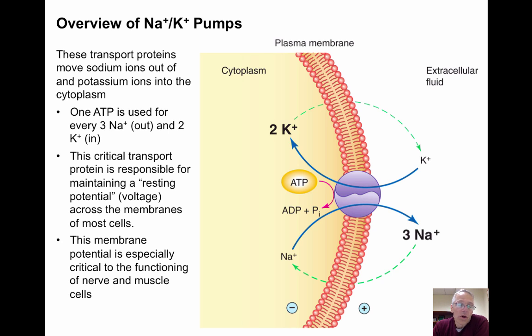And the working of the sodium-potassium pumps is so important. It's been estimated that a quarter up to a third of the energy that our bodies use when we are at rest. So if you're just sitting around, about a third of your energy goes to running these pumps, and these pumps are responsible for keeping our nerve cells and our muscle cells functioning properly. If they're not working, then the nervous system and the muscular system are not working.